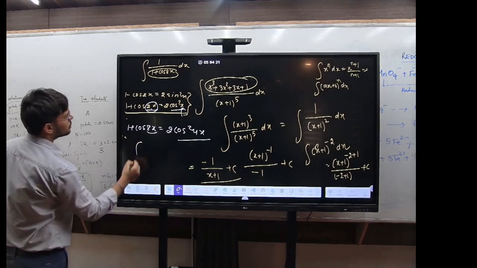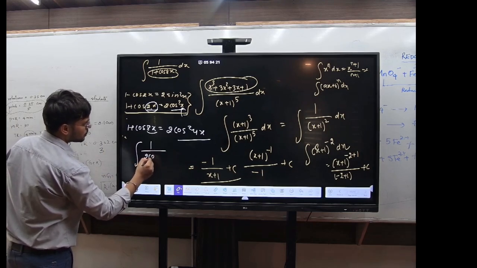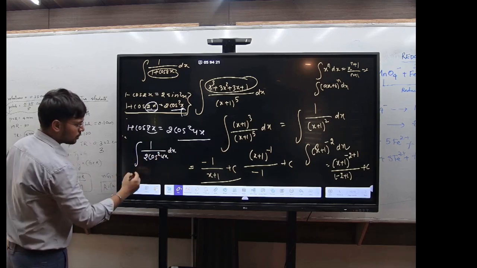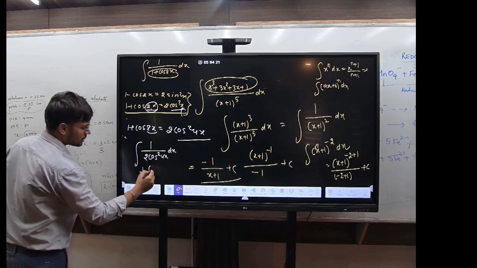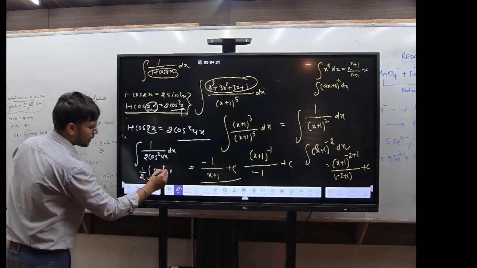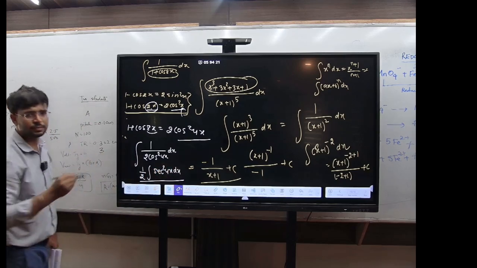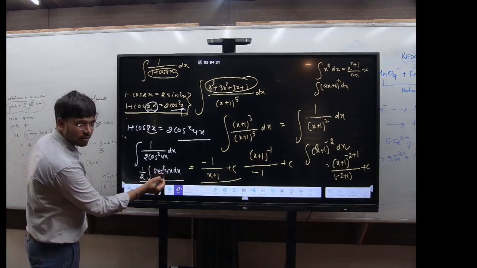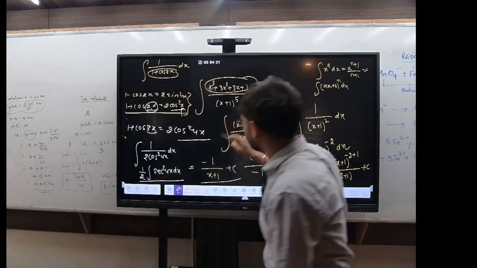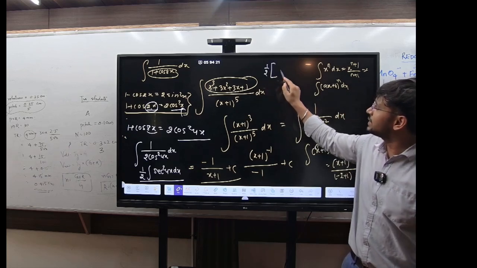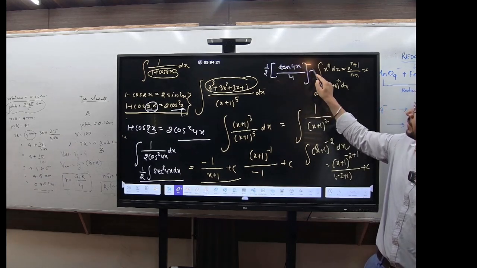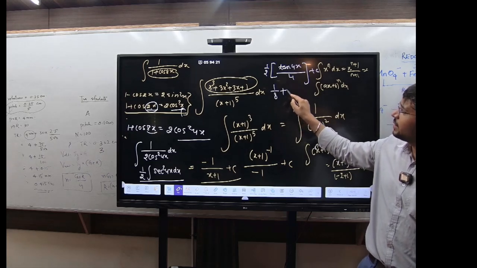Now put the value. Can you say this will be 1 upon 2 cos square 4x? Now since 2 is constant, it will go out, and 1 by cos is nothing but sec. So sec square 4x dx. And what is the integration of sec square x? Tan x. Yes or no? But here with x, what is multiplied? 4. So can I say overall it is going to be 1 by 2 integration of sec square x, which is tan x. But since 4 is multiplied with x, this 4 will be divided. So what is the answer? 1 by 8 tan 4x.